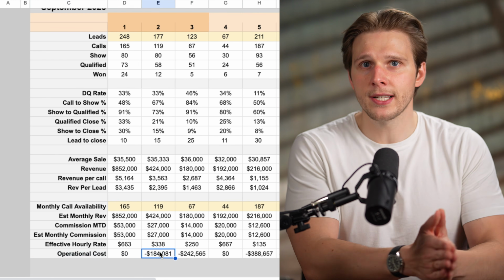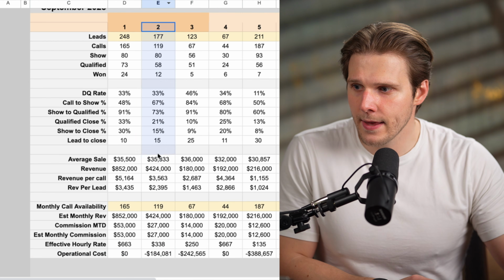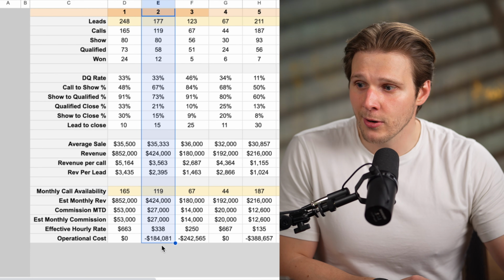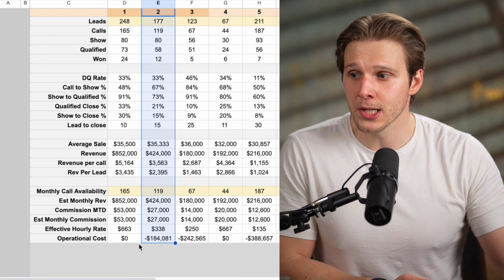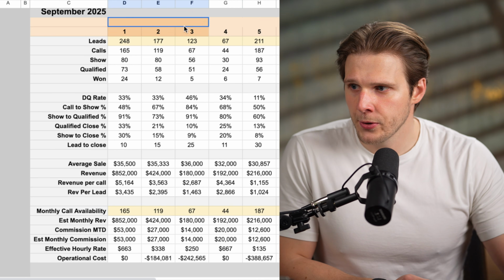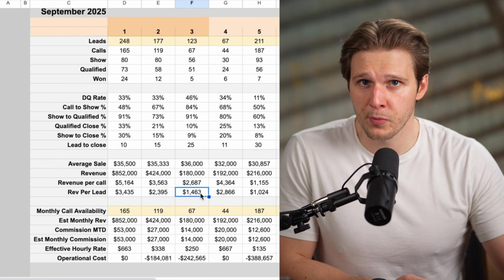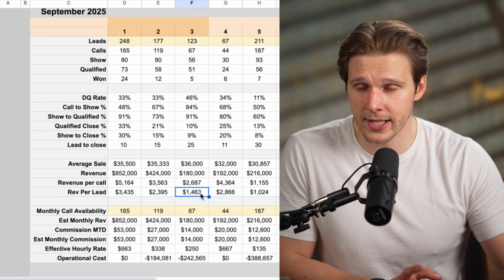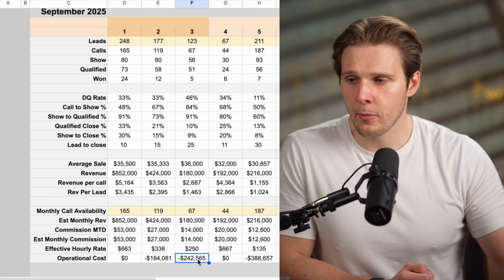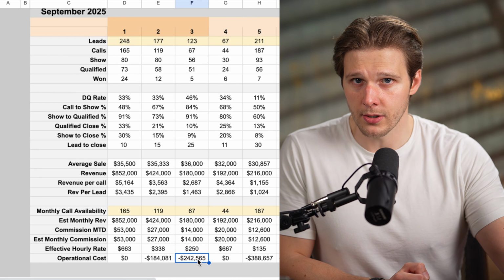So I can objectively say that this rep in this month of September was about $148,000 less efficient than this rep. And it goes further down here. So the third rep here is quite a bit lower, about $2,000 per lead less efficient with the same exact leads. And so he actually had an operational cost of about $250,000 in the month of September.